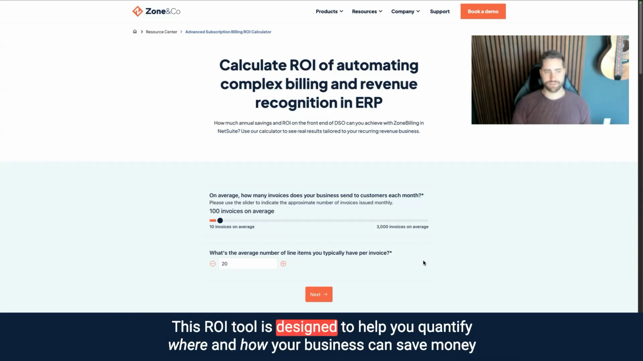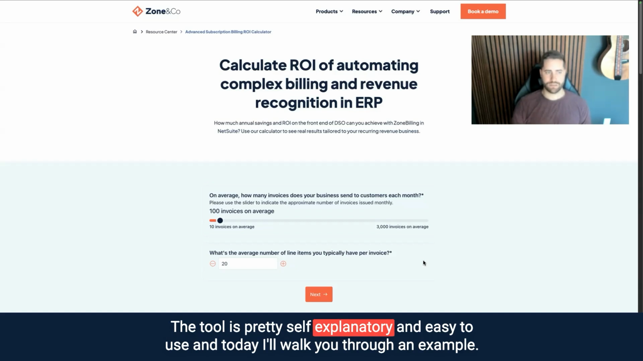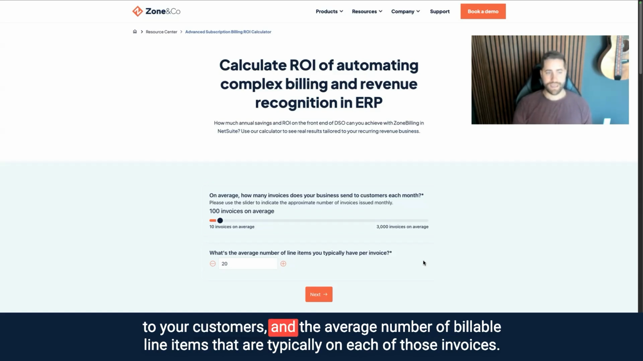This ROI tool is designed to help you quantify where and how your business can save money by automating billing and revenue recognition. The tool is pretty self-explanatory and easy to use, and today I'll walk you through an example. The first two inputs it asks for are the average number of total invoices that you send across your business to your customers, and the average number of billable line items that are typically on each of those invoices.